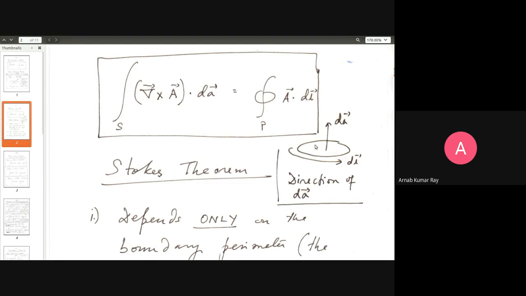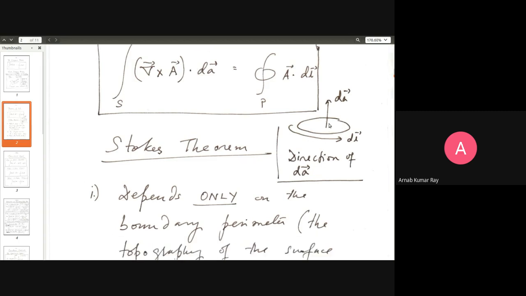And so if you have a vector capital A on this surface, you take the curl of A, carry out a surface integral, and the value of that open surface integral will collapse on the boundary perimeter, which is this circular circumference of the disk.